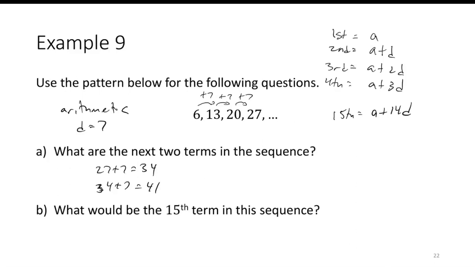So I started with 6. I want to go 14 times my difference of 7. So 6 plus 98 comes out to be 104.